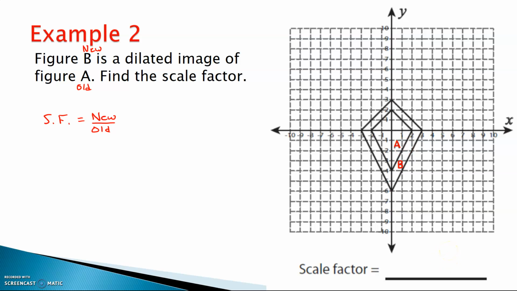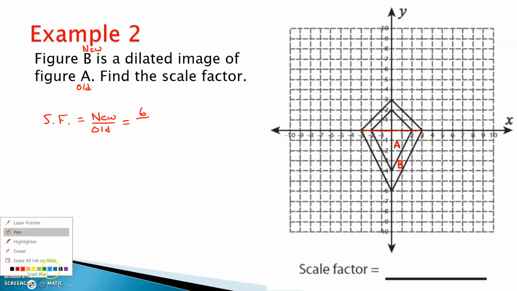So how can I figure this out? With the new one, B, I'm going to count the distance across here. For B, the bigger diamond-looking shape, 1, 2, 3, 4, 5, 6. So it was 6 units across. That was the big one, the new one, B. Now, what about the old one? A was only 1, 2, 3, 4 units.